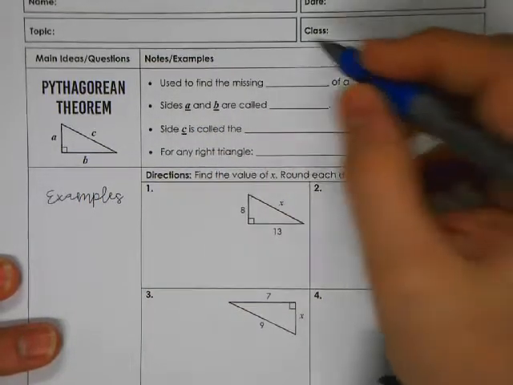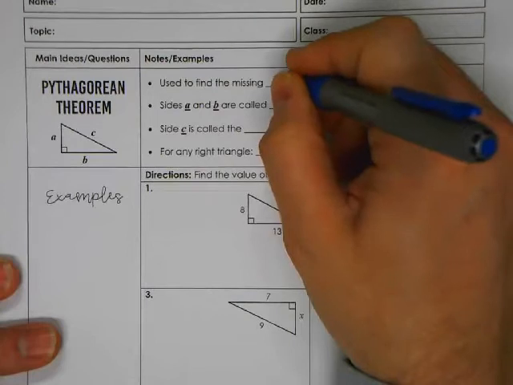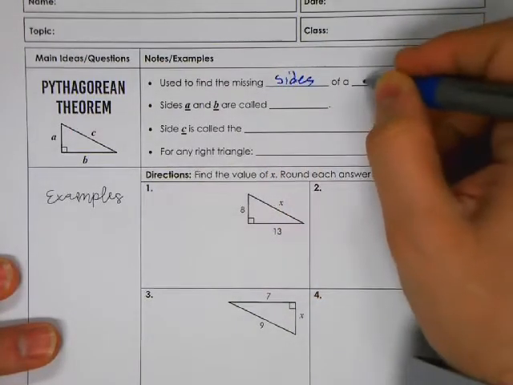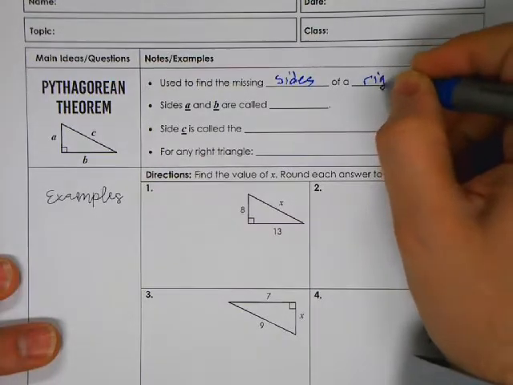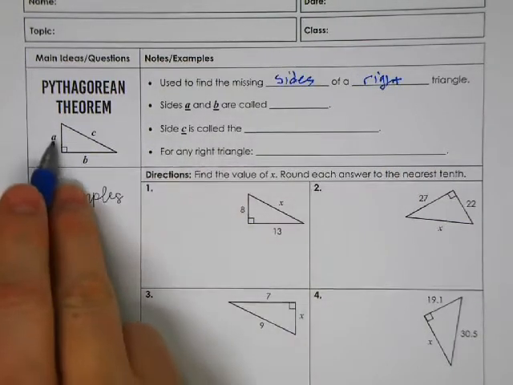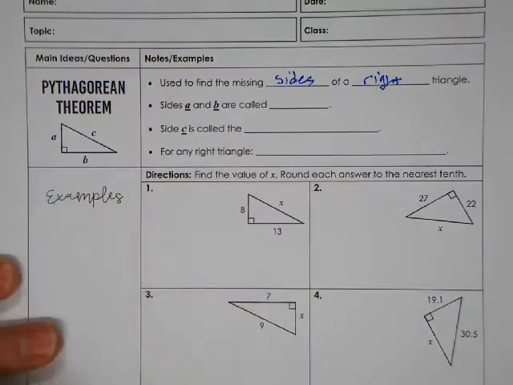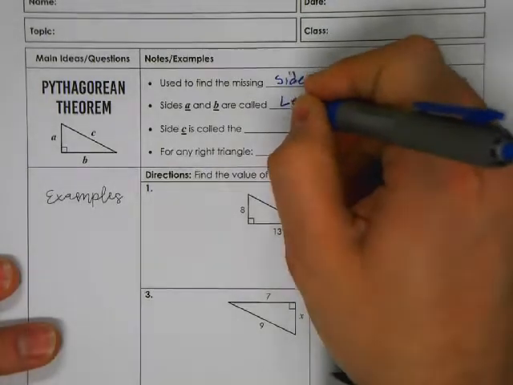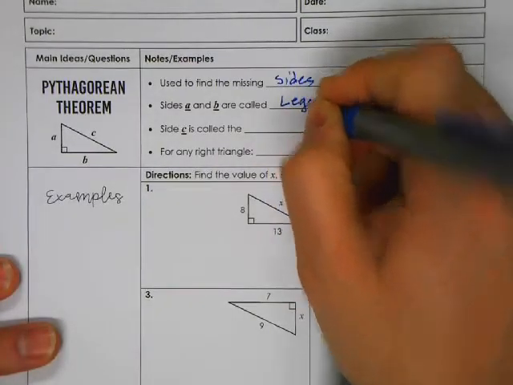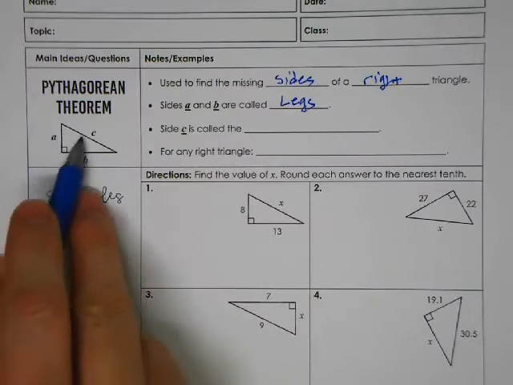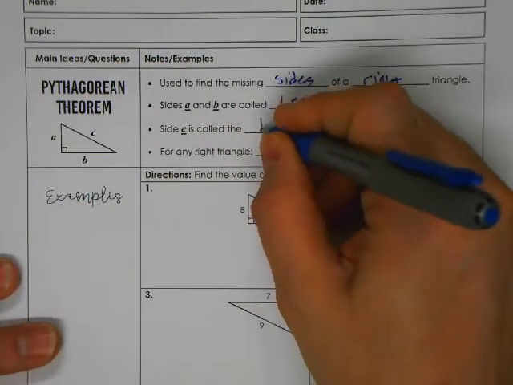It's used to find the missing sides of a right triangle. Usually sides A and B, the two sides that make up the right angle, are called the legs. And side C, no matter what, the side across from the right angle, is called the hypotenuse.